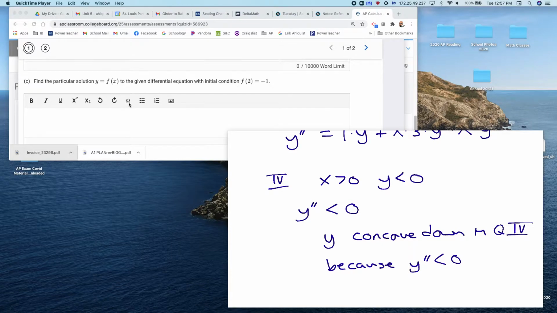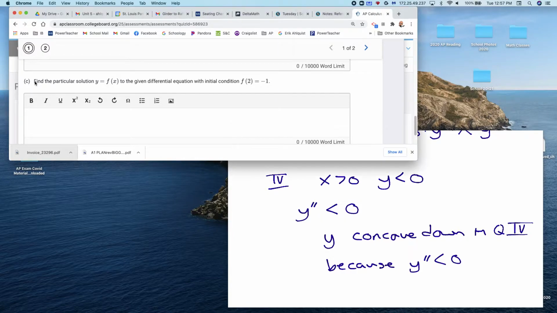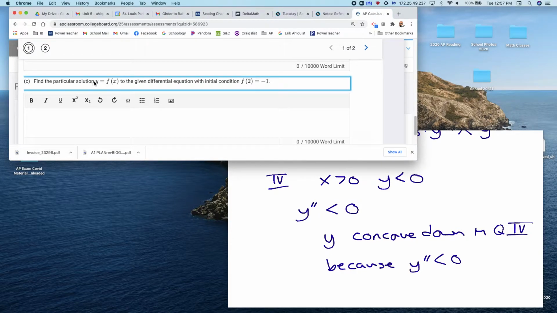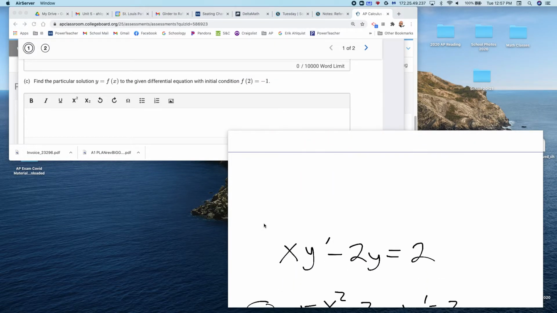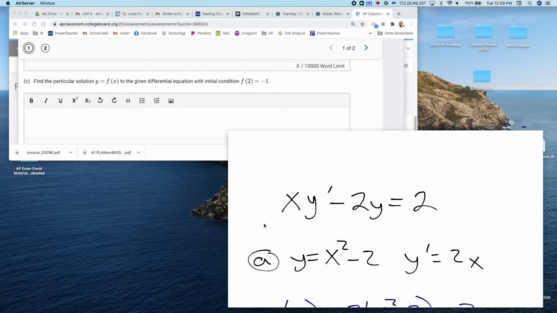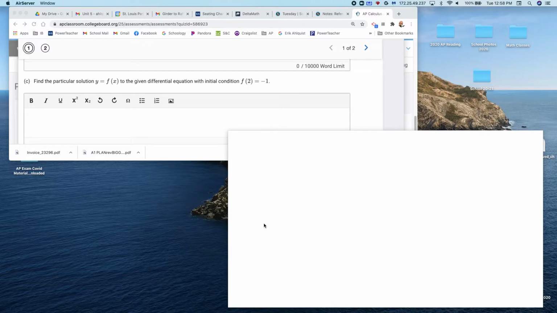For part C, it says, okay, now we're going to find the particular solution. This idea of find the particular solution, that tag word with the 2, -1, means separate the variables. Sorry, I have some other work here I'm going to clear out of.